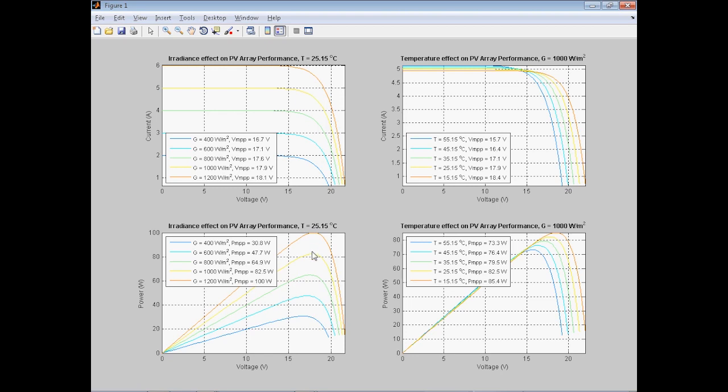Balancing those two things, and also making sure that we're operating at this particular peak point for each amount of irradiance. And notice that the voltage at which this peak occurs changes. It's not a constant. It starts at 16.7 here and ends up at 18.1. It certainly doesn't change too much, but it is some kind of nonlinear exponential curve that makes that operating voltage vary.